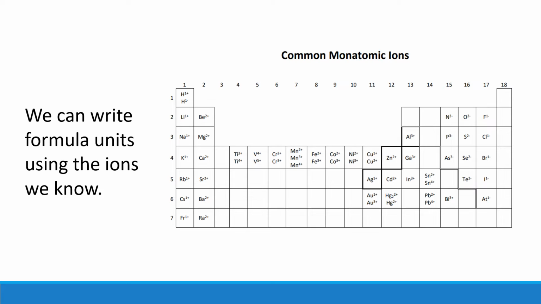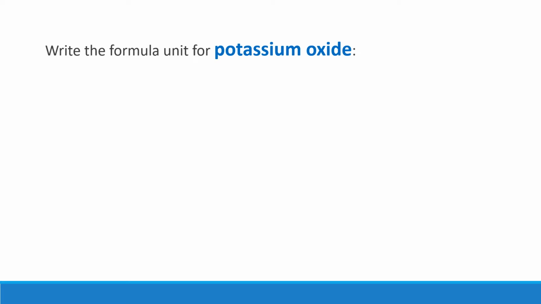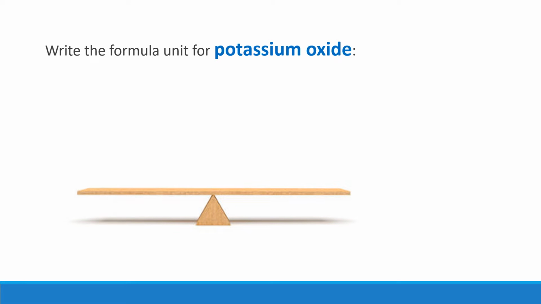Okay, now we've learned the formulas for a bunch of different monatomic ions. A monatomic ion, again, is an ion that's composed of just one kind of atom. Right? We'll learn about polyatomics in the near future as well. If we know the charges on the ions, we can write the formula unit for any ionic compound. So if I want to write the formula unit for potassium oxide, I can think of this as a balancing act. I have to make the number of positive charges equal the number of negative charges.